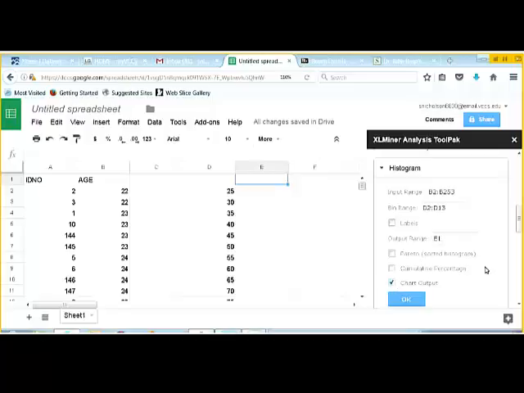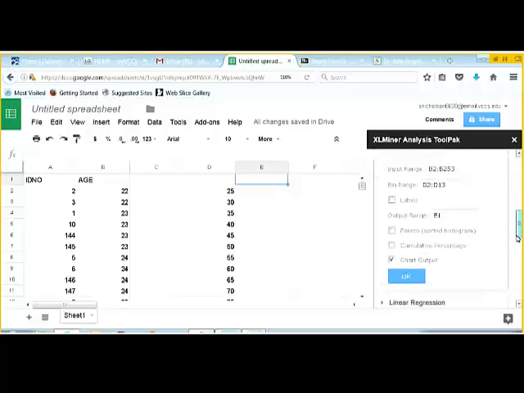And you can do a chart output just like you did in Excel. And I think that's it. Then you say OK.